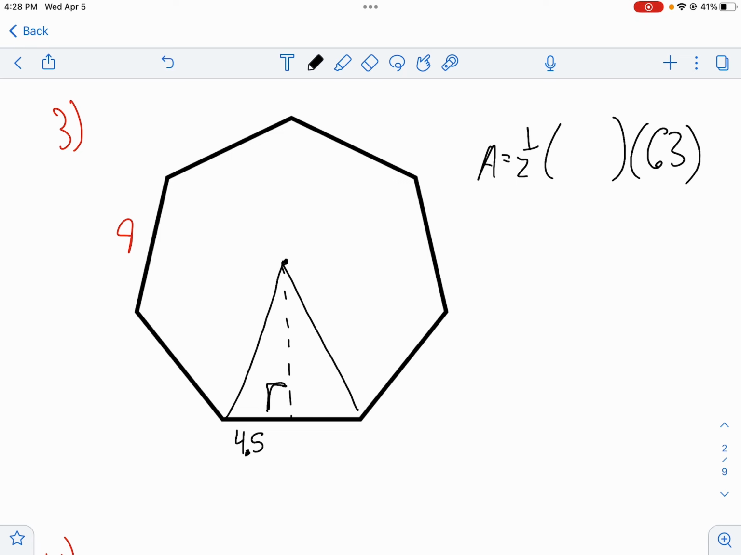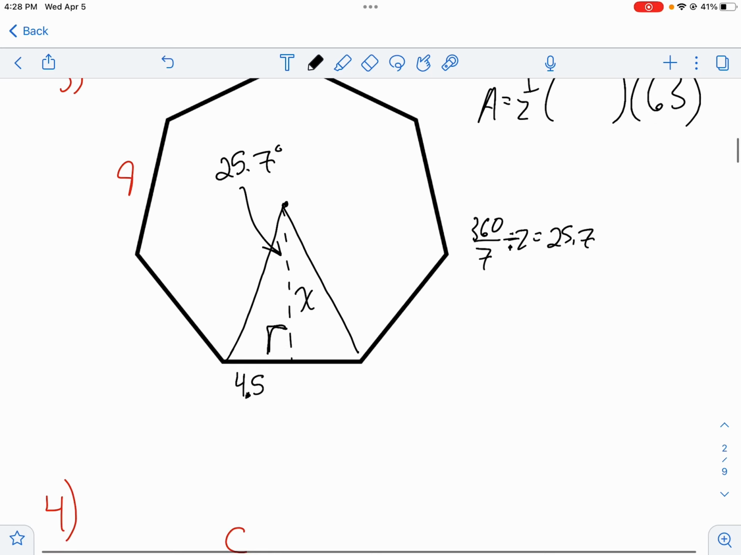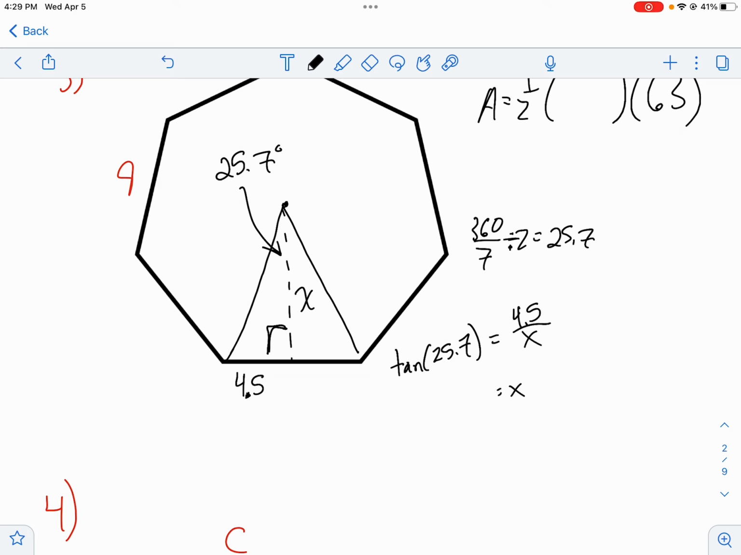And I know that central angle is 360 divided by 7, divided by 2 would be that vertex angle. That's about 25.7. So that angle right there is 25.7 degrees. Let's use some trigonometry to find our apothem. We have tangent of 25.7, exact value, equals 4.5 over x. So x is 4.5 over tangent of the exact value of 25.7.